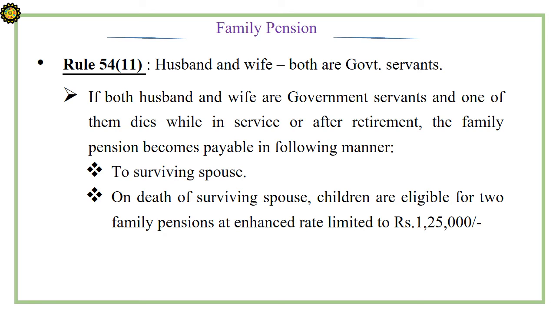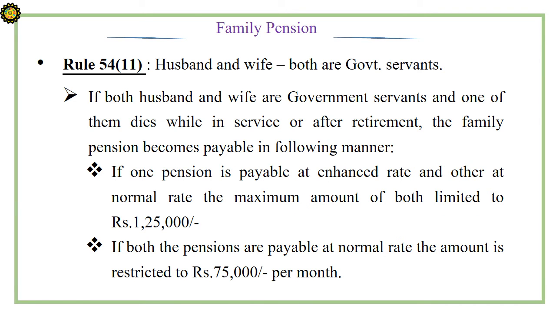Rule 54(11). Husband and wife if both are government servants. If both husband and wife are government servants and one of them dies while in the service or after retirement, the family pension becomes payable in the following manner. Number 1, to surviving spouse. On the death of surviving spouse, children are eligible for two family pensions at enhanced rate limited to rupees 1,25,000.